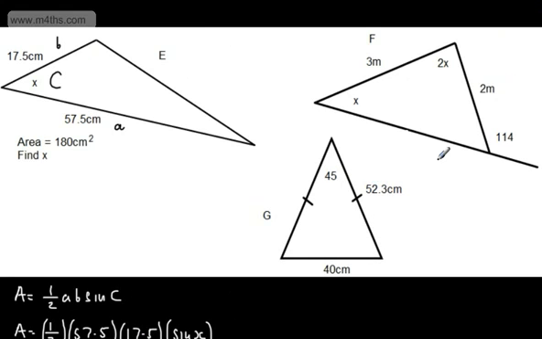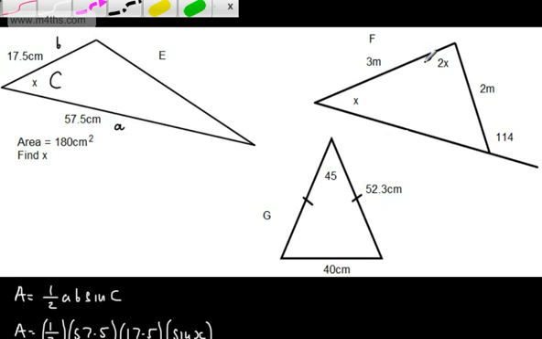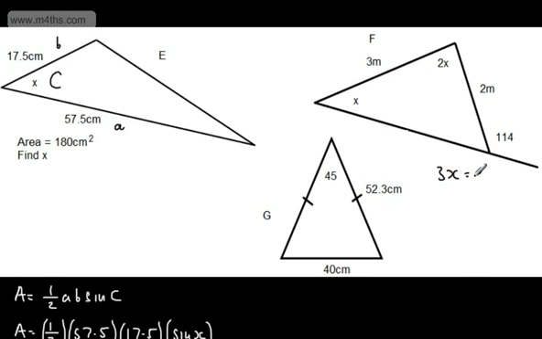Okay, let's have a look at another one. This one here, we've got 3 meters, 2 meters, we've got 2x, we've got x, and we've got 114. The sum of these two must be equal to the exterior one. So what we can now do is find the value of this angle right here. So what we can say then is 2x plus x, which is going to give me 3x, will be equal to 114. So if we divide both sides by 3, that's going to give me 38. So we can say that this angle right here is going to be 2 lots of that, which is 76 degrees.